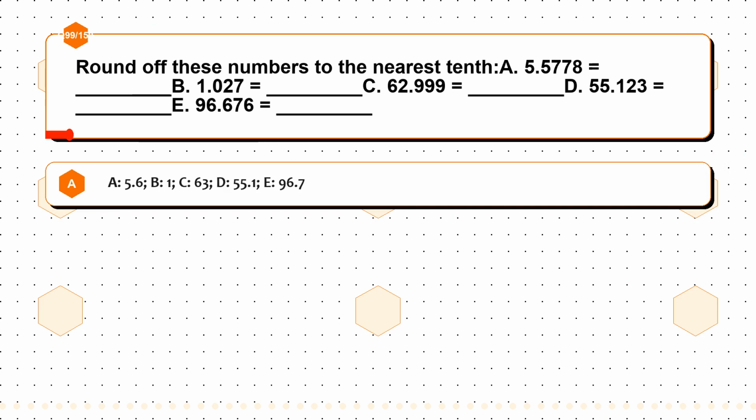Question 99. Round off these numbers to the nearest tenth. A, 5.5778 equals blank. B, 1.027 equals blank. C, 62.999 equals blank. D, 55.123 equals blank. E, 96.676 equals blank. Here are the options. Option A, 5.6. B, 1. C, 63. D, 55.1. E, 96.7.